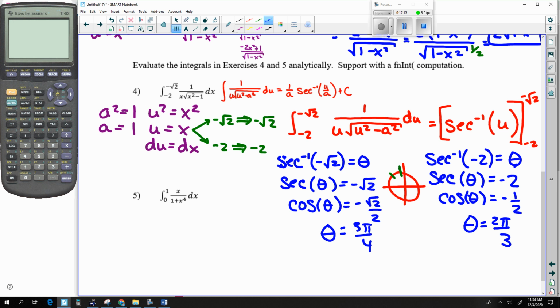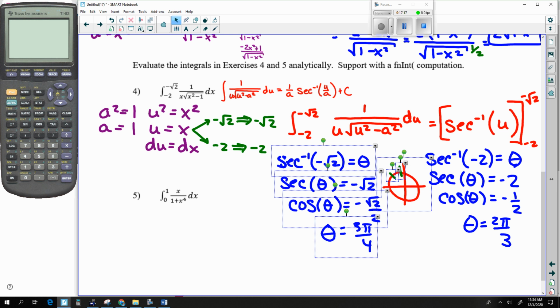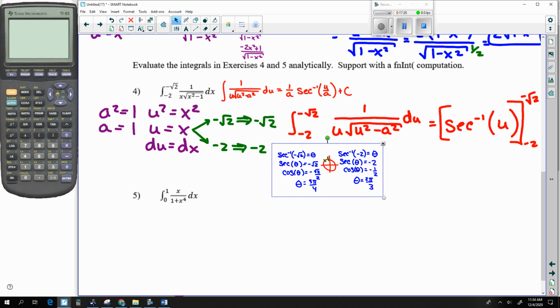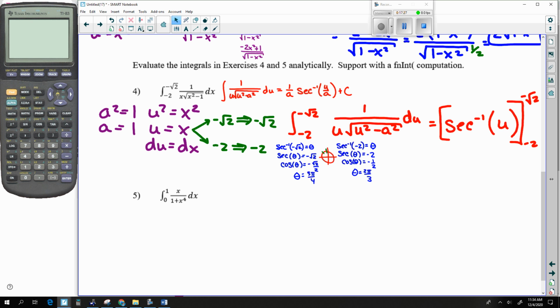Okay, those were the 2 math problems that I needed to do to set myself up. Just harness both of these. Make them smaller. Okay, so this is now equal to 3 pi over 4 minus 2 pi over 3.